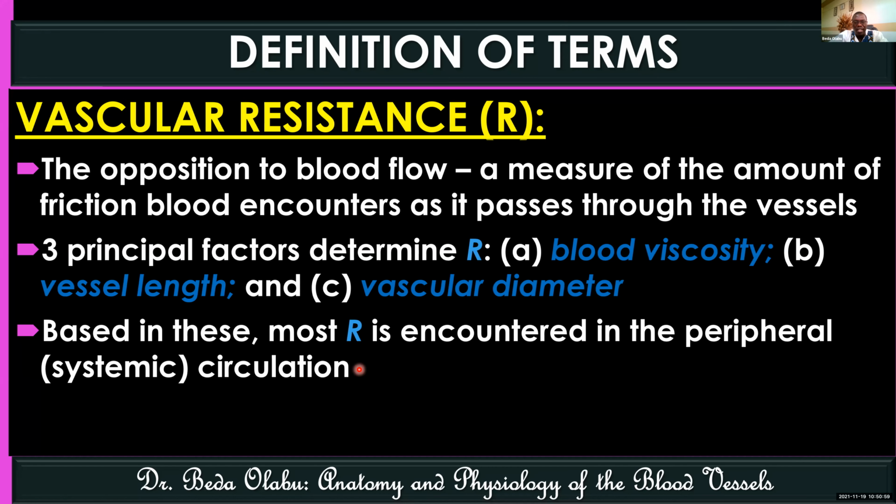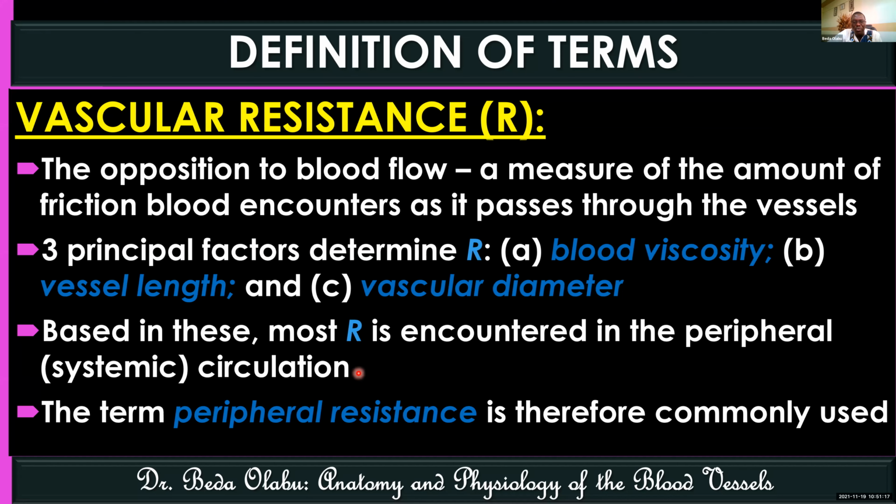I want you to understand, therefore, that even though we are saying vascular diameter is a major determinant of resistance, much of the resistance is experienced away from the heart rather than closer to the heart. And so the term we commonly give to resistance is peripheral resistance, because that's the one that is most significant. I hope you've understood resistance.